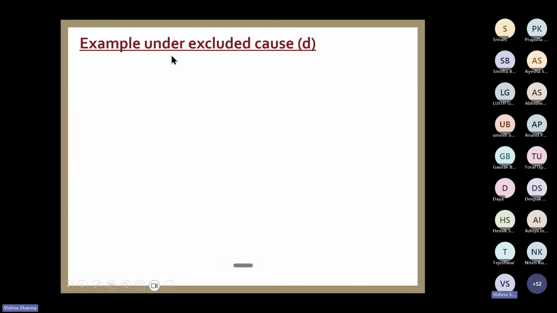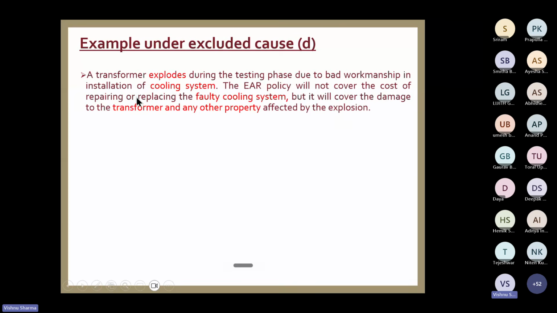Okay. Then there are a few more examples. I told you, there are examples excluded under clause D. Clause D says faulty design, bad workmanship, all these things. So let us see the examples of that. This is one very interesting example. A transformer explodes during the testing phase. Erection was done successfully. During testing, it explodes. Why? Due to bad workmanship in installation of the cooling system.